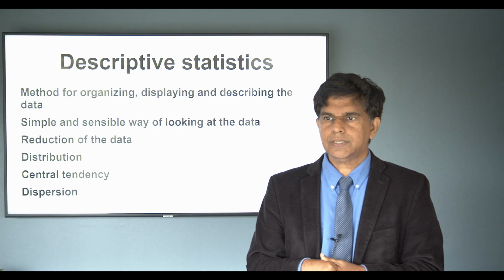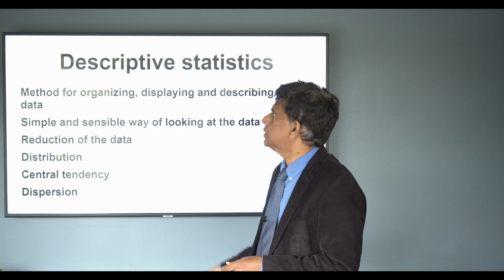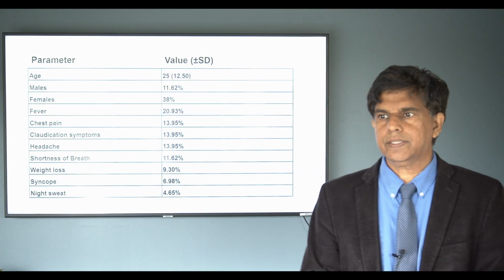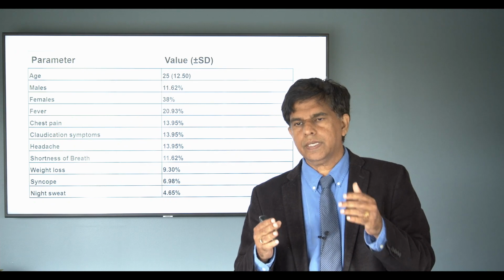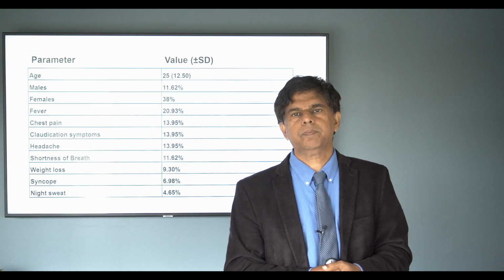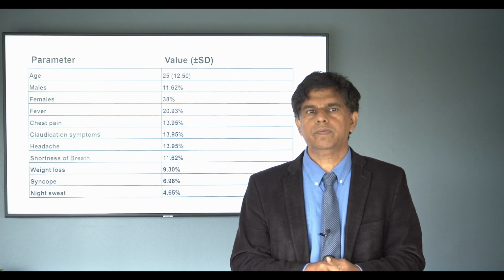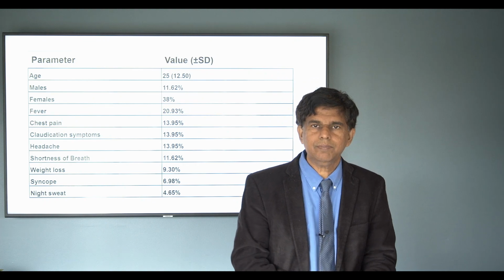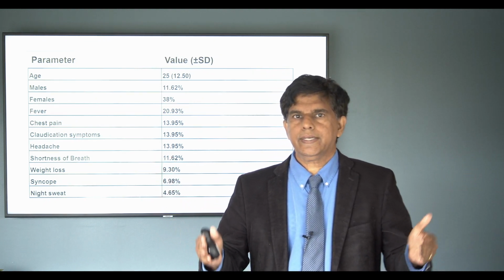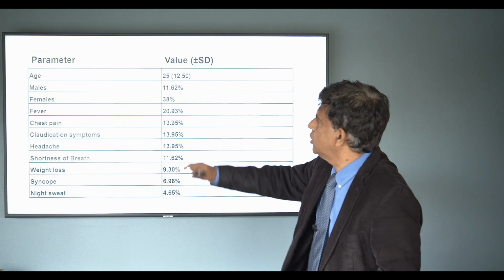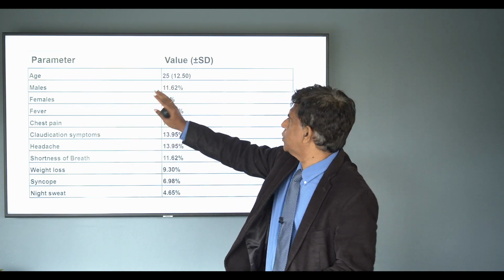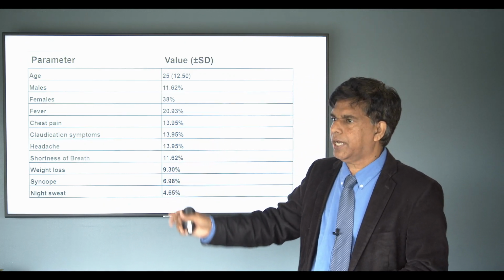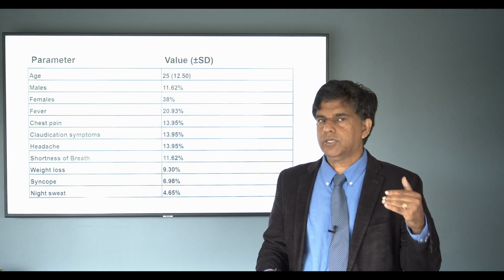Next, I recently did a study. I published a paper about Takayasu arteritis, and in any scientific paper, the first table you always see is the descriptive table about your population. It's a prime example of how we display descriptive data. If you look at it, the mean age of this group was 25, and next to it you have the standard deviation. Again, we're talking about descriptive statistics.